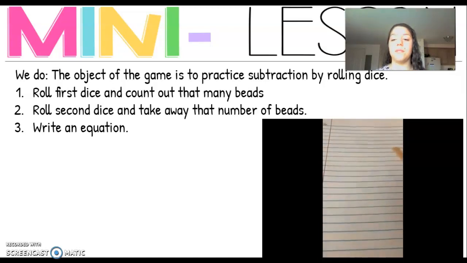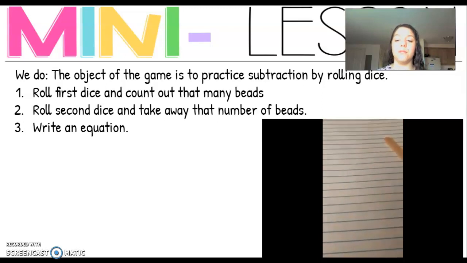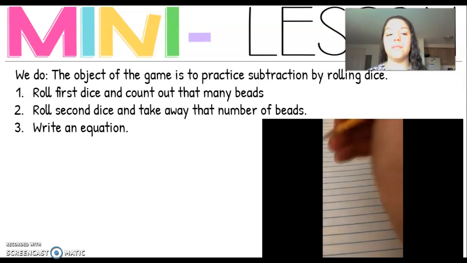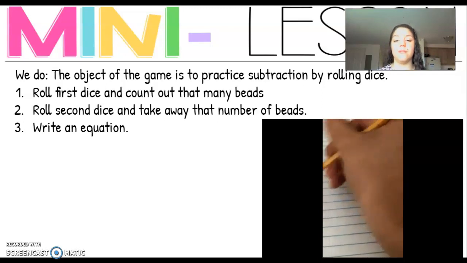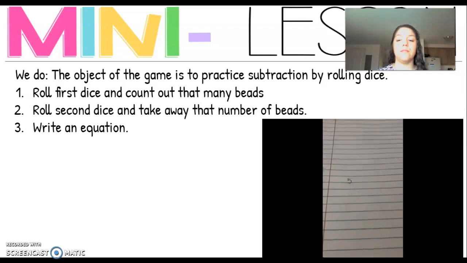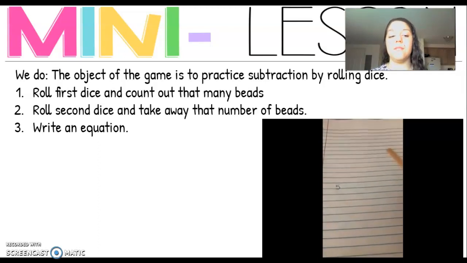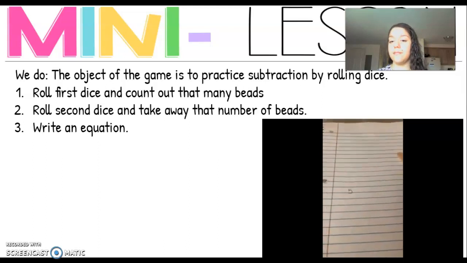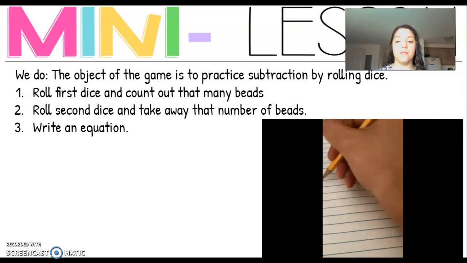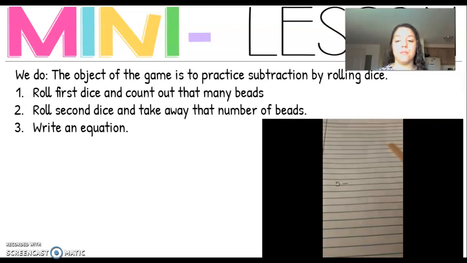Alright, let's write our equation. How many beads did we start with? Yeah, you're right, 5. Let's write a 5. And are we adding together or taking away? Yeah, we're taking away, so we need a subtraction symbol straight across.